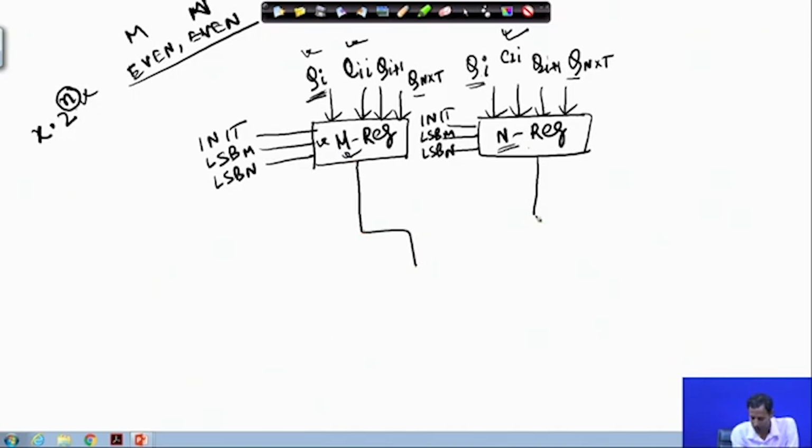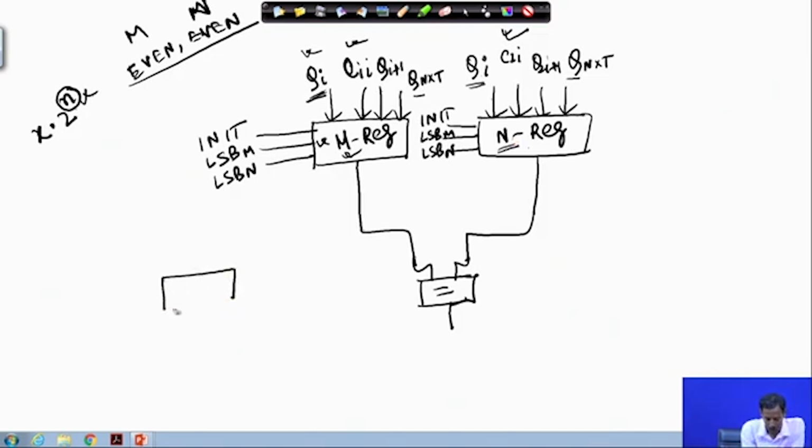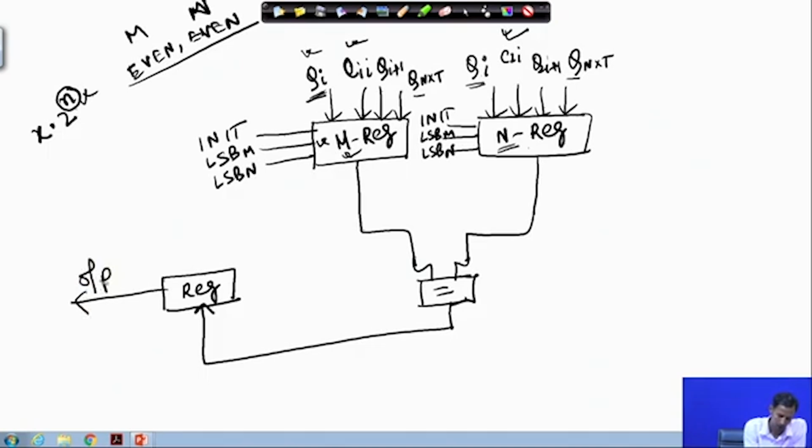So, I need one comparator block which says that M and N are both the same, so the computation is over. That means I need one register which will indicate this. This is the final output. This will indicate to the register that it should produce the result at the output bit.